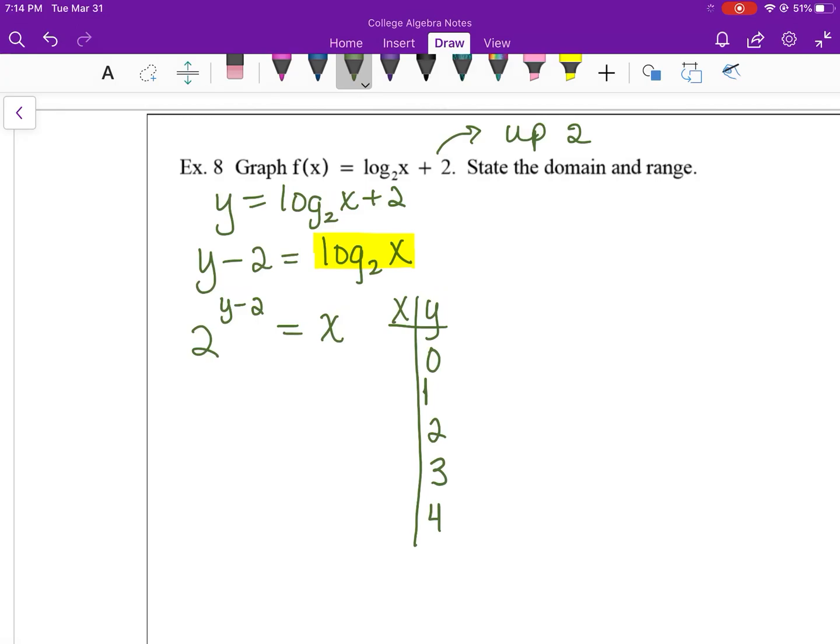So 2 minus 2 is 0, and 2 to the 0 is 1. 3 minus 2 is 1, so 2 to the first, and then 2 to the second. Putting in a 1, that becomes 2 to the negative first, so that's 1/2. And likewise, this is going to be 1/4.